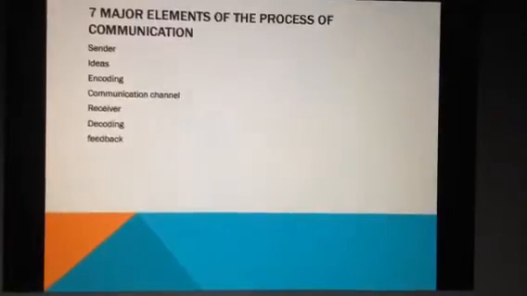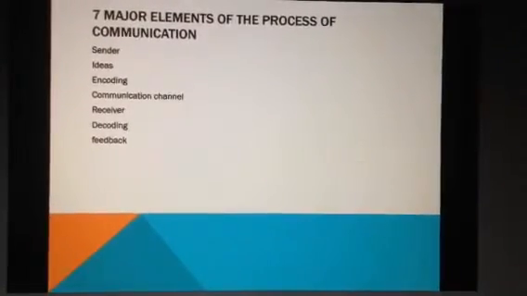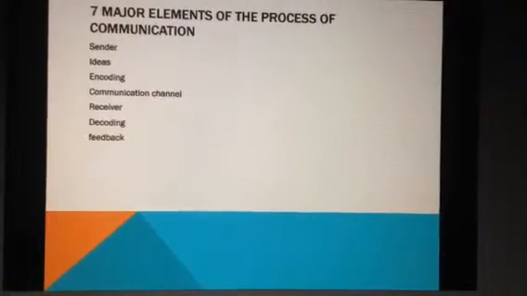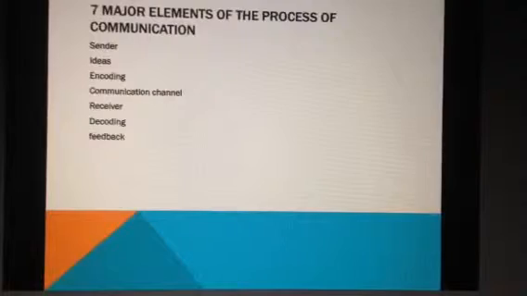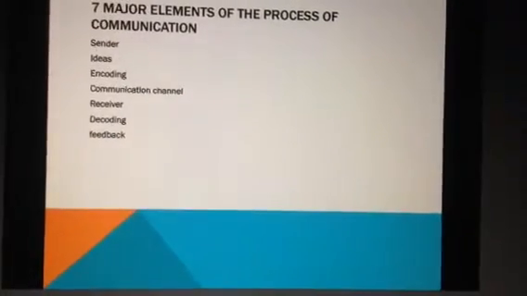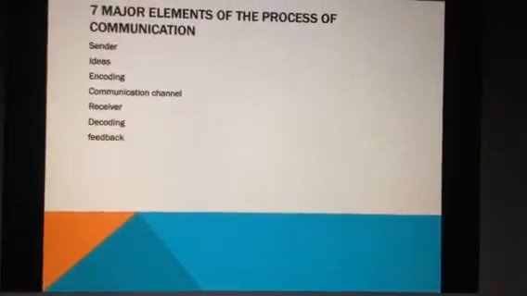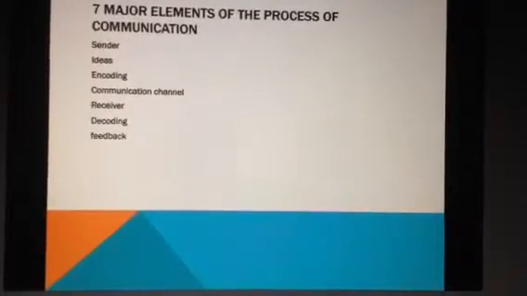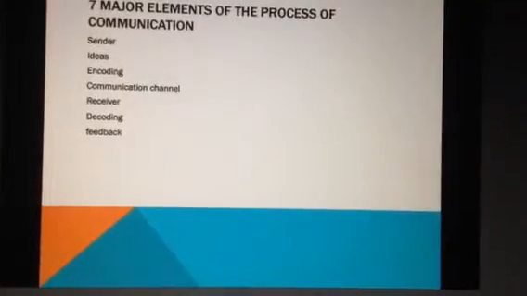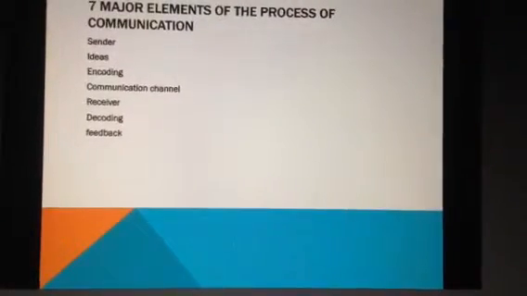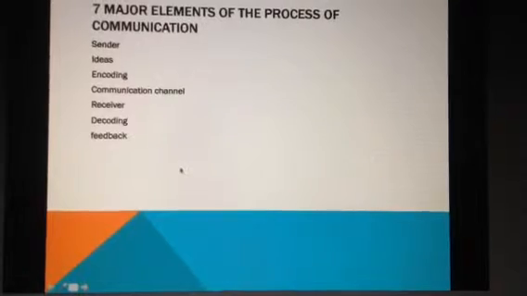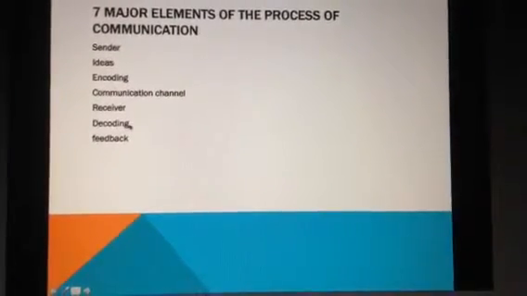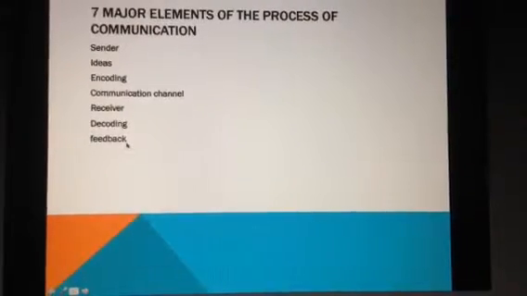Process of communication. There are several major elements of the process of communication that include the sender, who is also called the encoder, then the ideas that have to flow from the sender to the receiver. Then the process of encoding takes place. There are certain communication channels that are used for the encoding to pass on to the decoding stage. Then there is a receiver who takes in or gets the information from the sender. Then the process of decoding takes place, and finally the feedback.